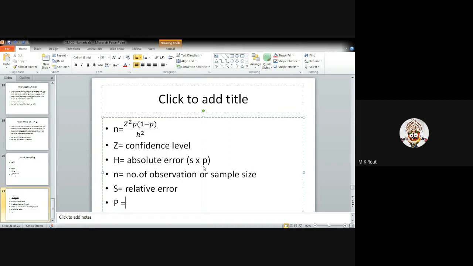And P stands for the percentage or true proportion of activity.